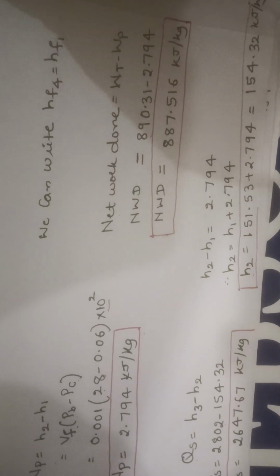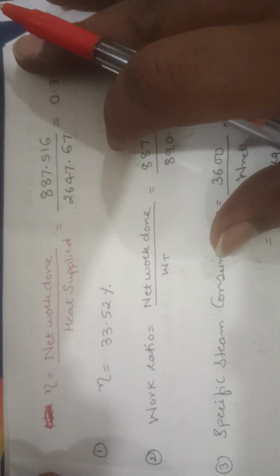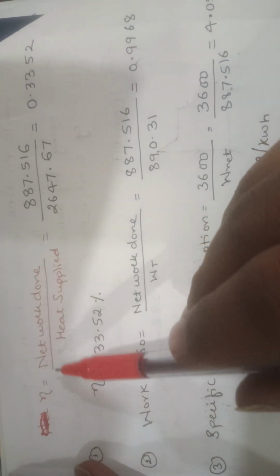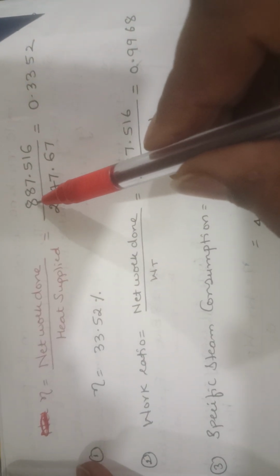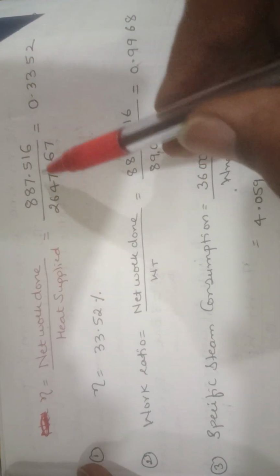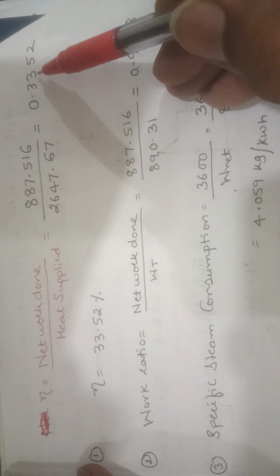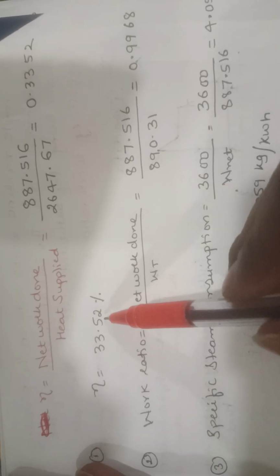So our next step is to calculate the cycle efficiency. Formula is net work done divided by heat supplied. So already we have calculated net work done as 887.516, heat supplied is 264.67, so our value is 0.3352. So efficiency, if you write in percentage, is 33.52.